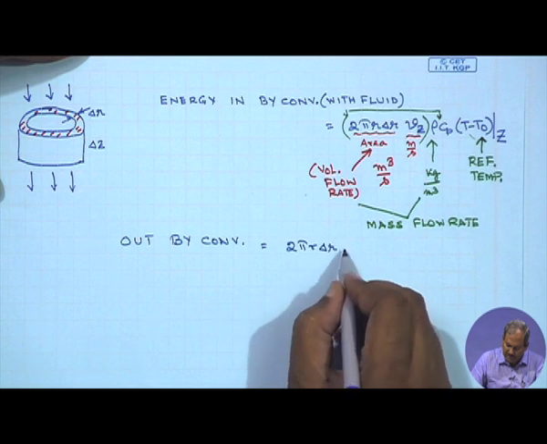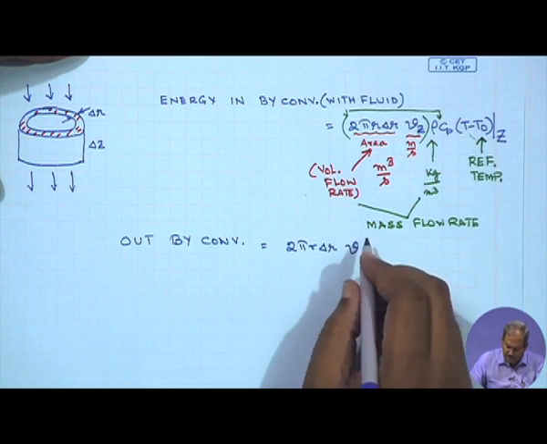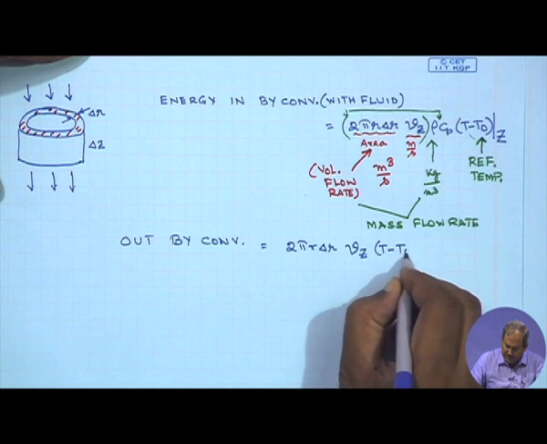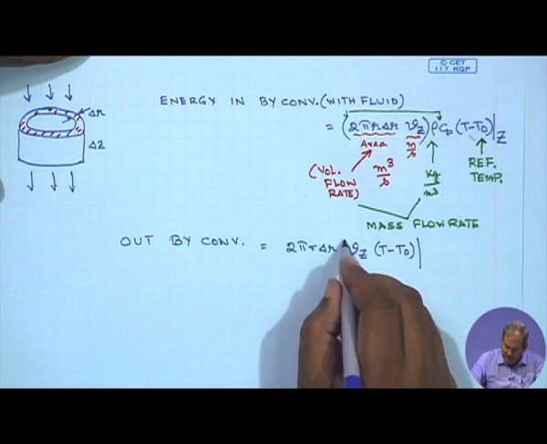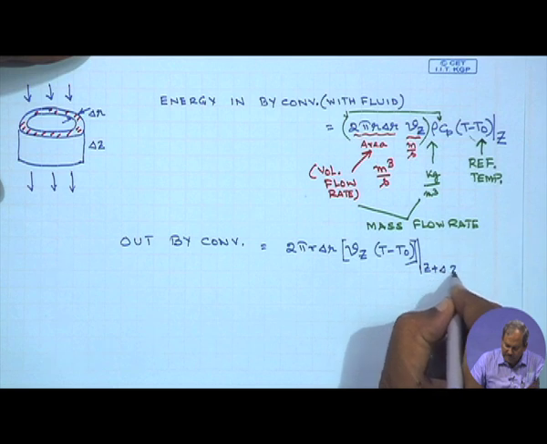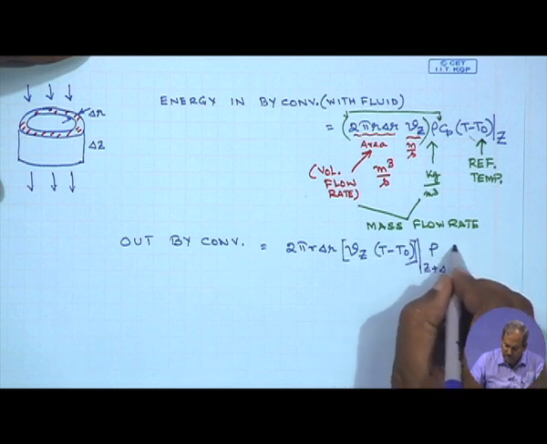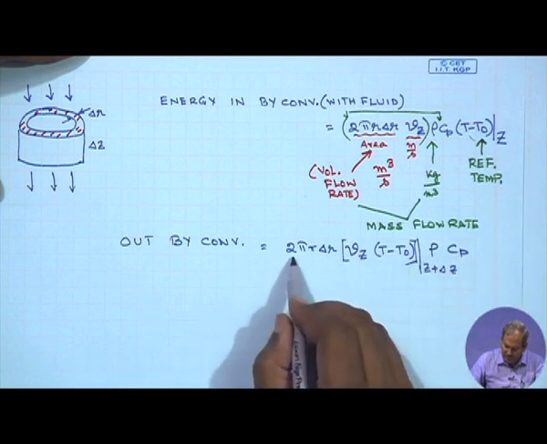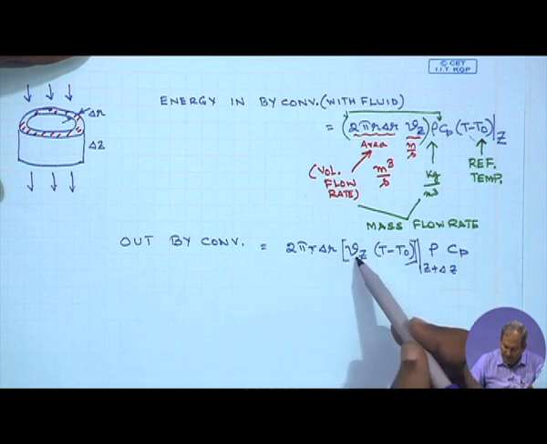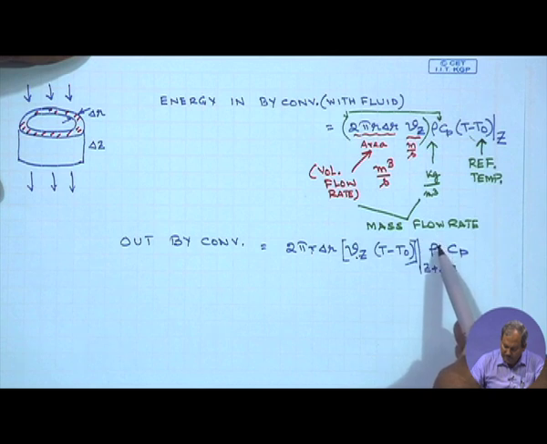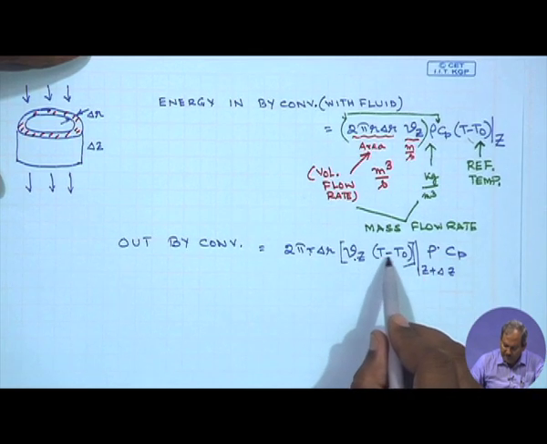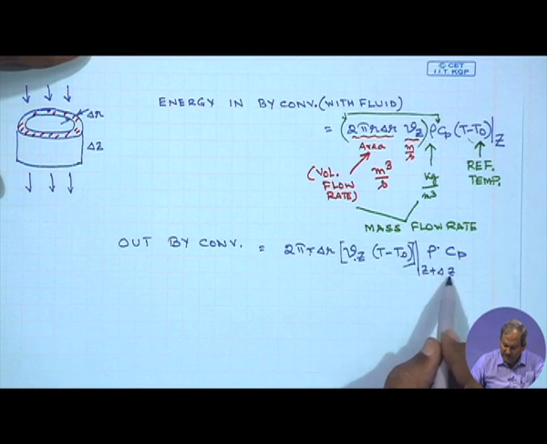twice pi r times delta r, this velocity which is Vz, the temperature difference which is T minus T naught, all these, the entire thing is evaluated at Z plus delta Z, and we also have the rho and Cp. So twice pi r delta r Vz would be the volumetric flow rate, multiplied with rho you get the mass flow rate, and then Cp delta T. However, this T minus T naught is evaluated at Z plus delta Z.